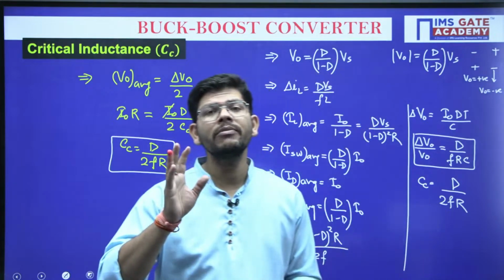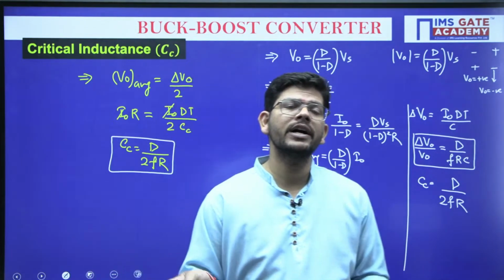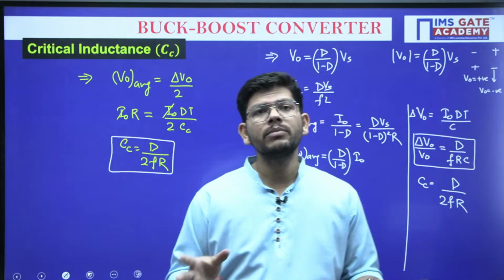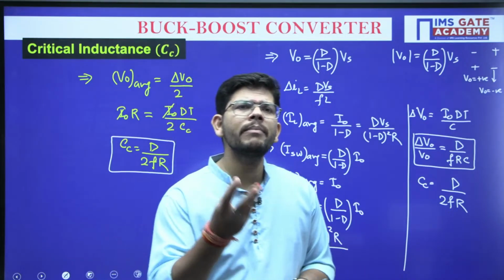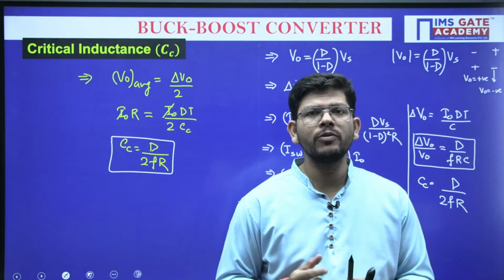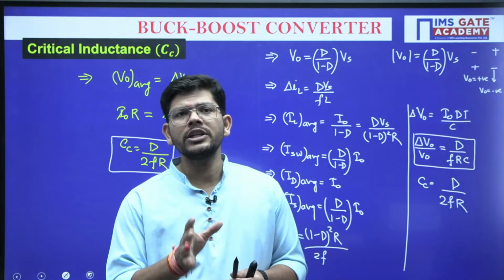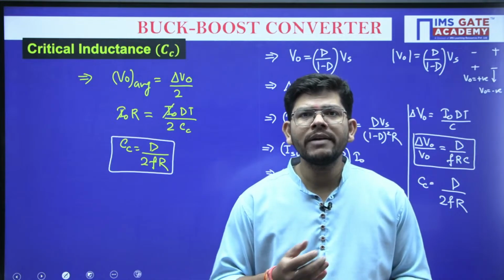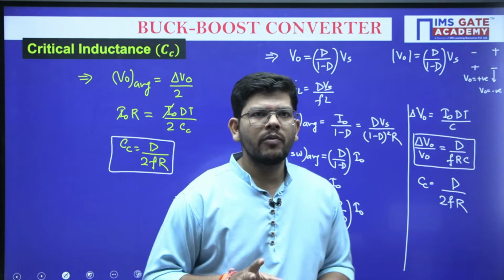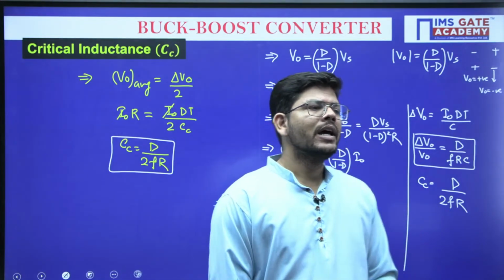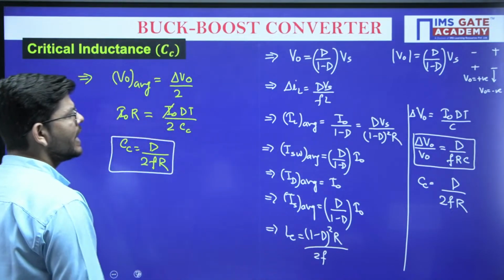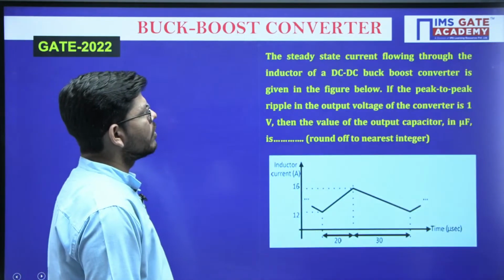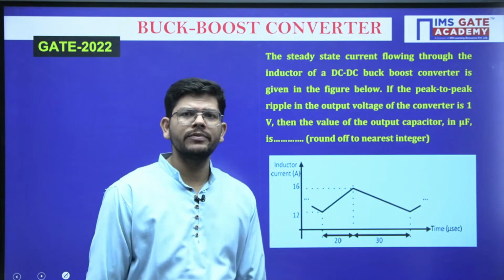Since there is not only one converter, we have three converters: buck converter, boost converter, buck-boost converter. If you are going to memorize all the formulas, you will mess up with them. So better to just practice the circuit and calculate the expression whatever is required, whenever is required. Okay, fine. Now let's apply this learning to a GATE problem. Let us practice a few GATE problems.